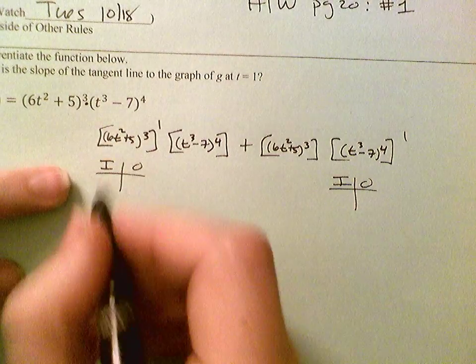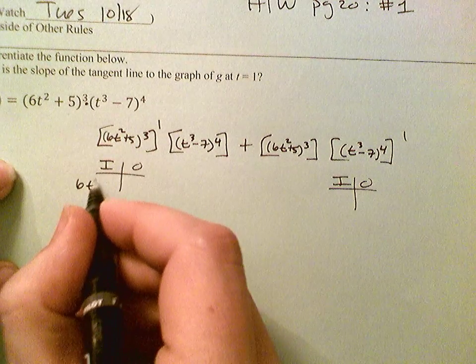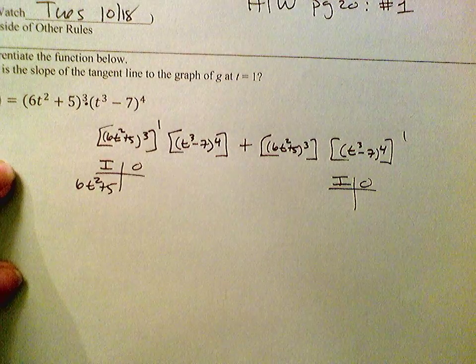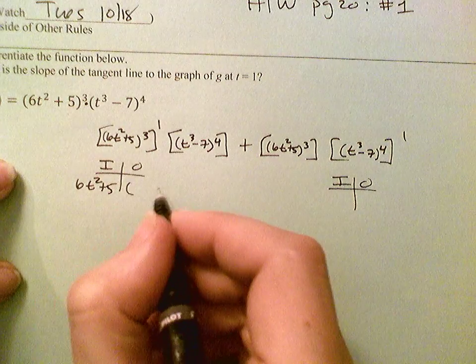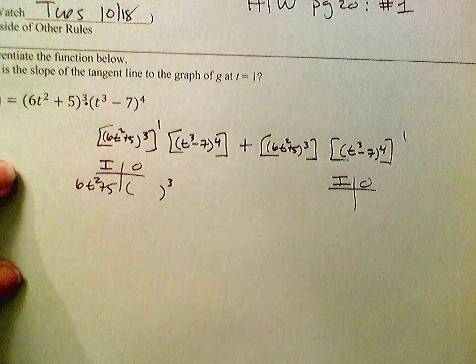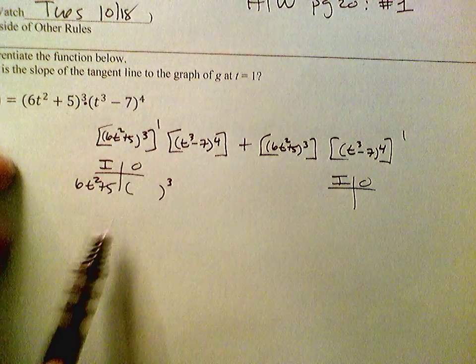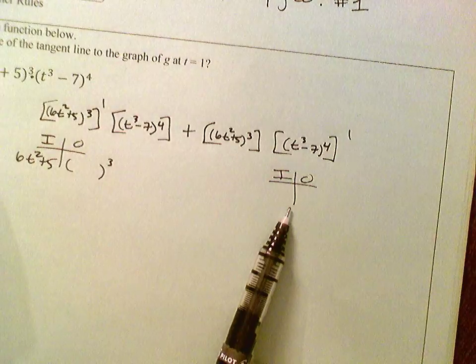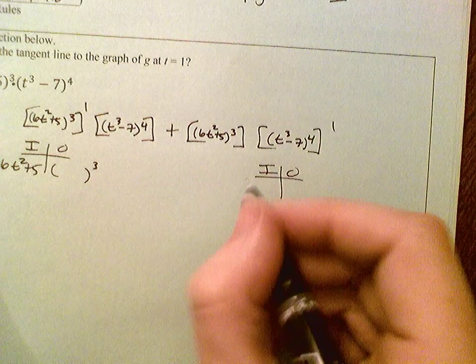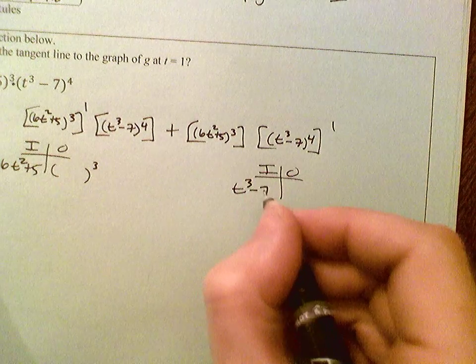So this one here, my inside function is 6t to the second plus 5. And what's the function that it is inside of? Blank to the third. Okay? Now I just did that, so I'm kind of in the mode right now to fill out these charts, so I'll go over and fill this one out. T to the third minus 7 is inside of blank to the fourth.